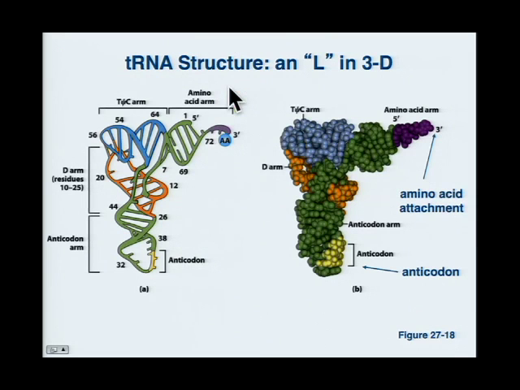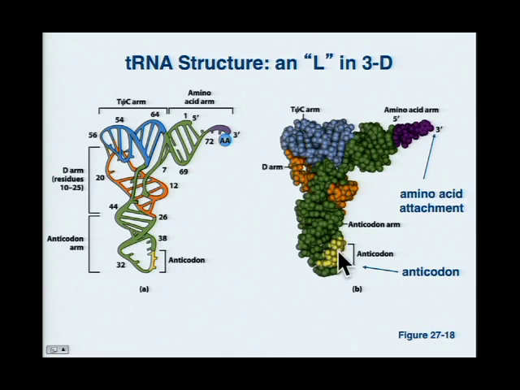Okay, so that's a tRNA molecule, but really, it's a misnamed RNA molecule. It should be called an LRNA, because of its secondary structure. Its flat two-dimensional representation is a T, but here in three dimensions, you can see that the D arm and the T psi C arm, which were far away from each other, have now folded up on top of each other.